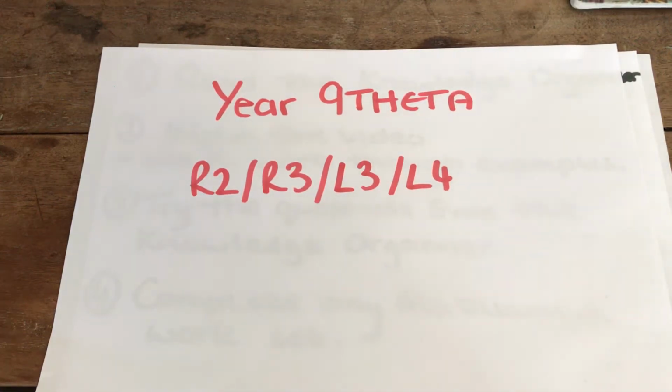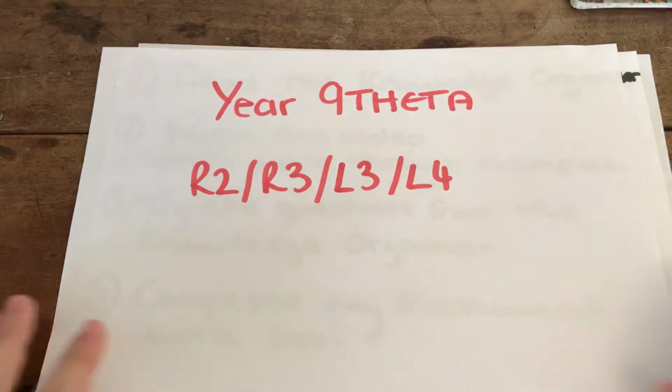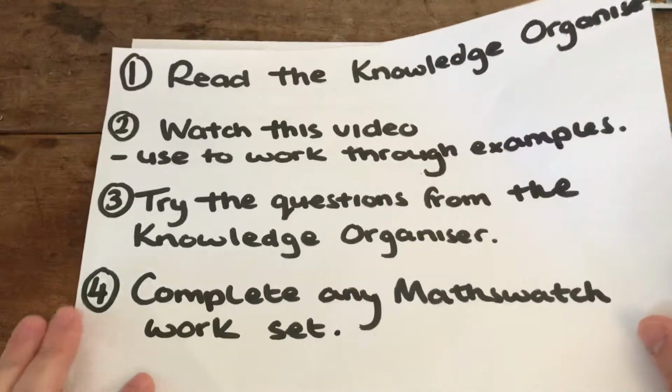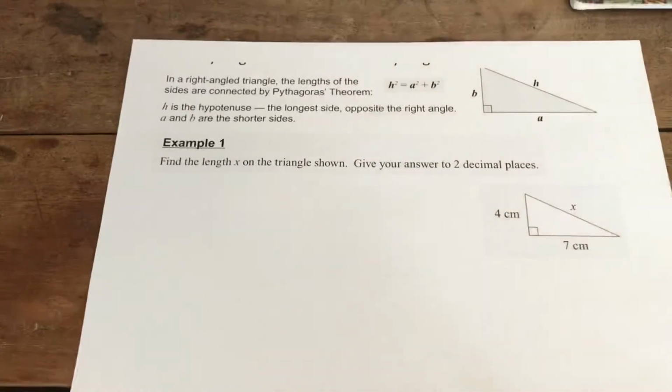This is the first video on Pythagoras for Year 9 Theta classes. What I would like you to do is read the knowledge organiser. Watch this video and use it to work through the examples on page 1. Try the questions from page 2 of your knowledge organiser and complete any maths watch work set.